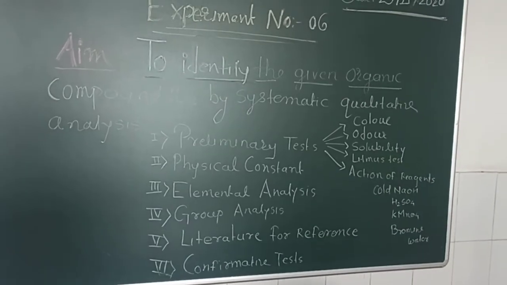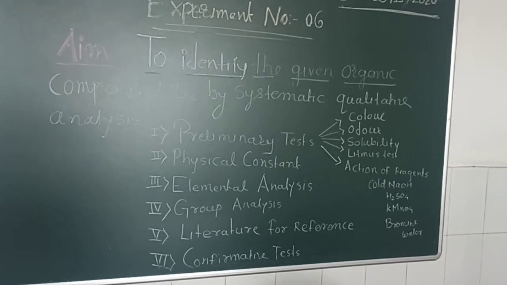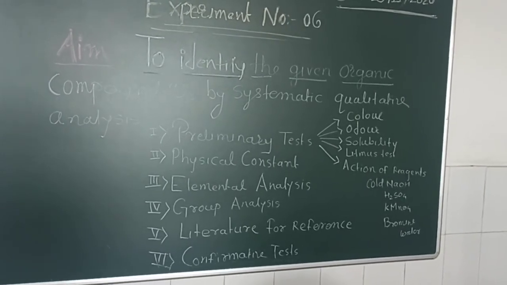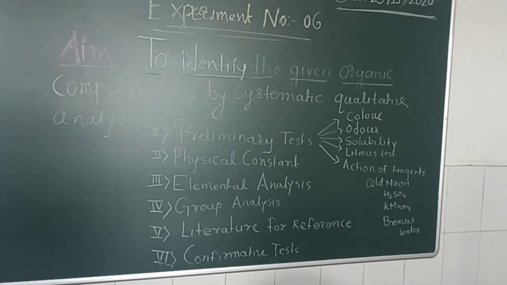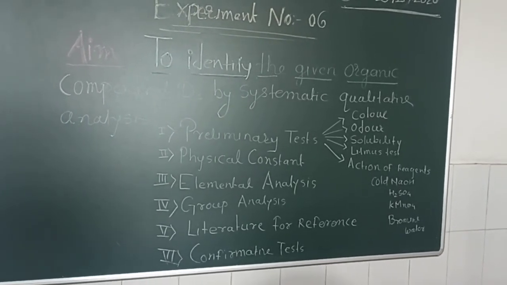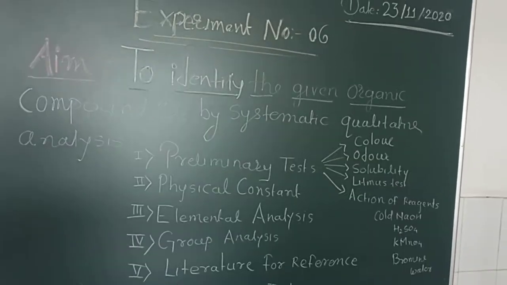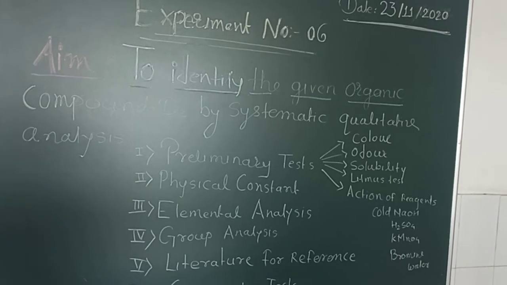The next step is determination of physical constants. You know the procedure for determining the melting point; you studied it in experiment number 2. I performed the melting point of this compound, which is found to be 145 degrees Celsius.